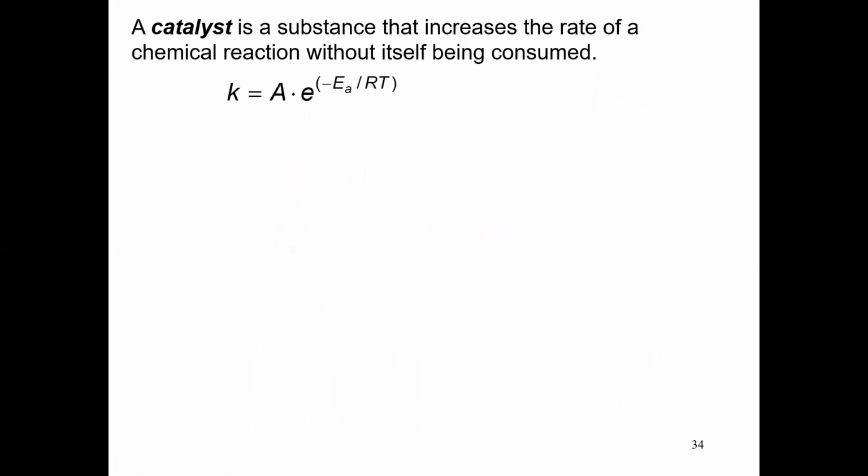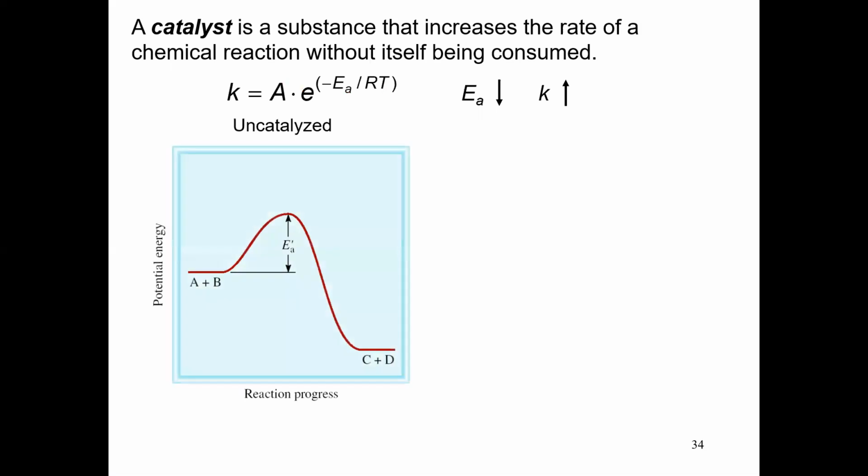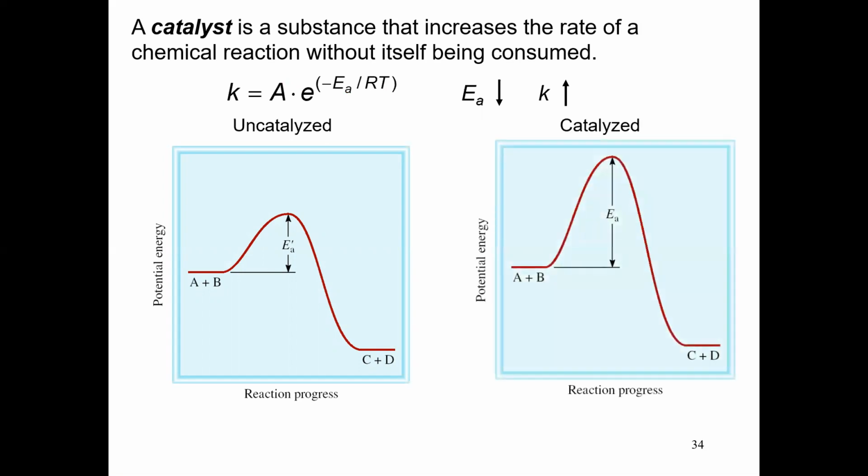Okay, so if you look at this reaction here, the Arrhenius equation: as the activation energy comes down, the K will go up. This is uncatalyzed. This again is what I showed you here. You add the catalyst to it.